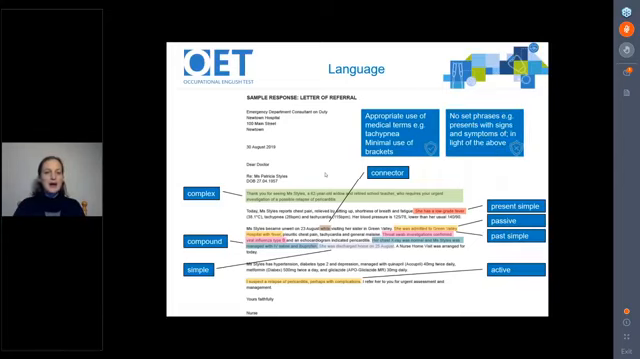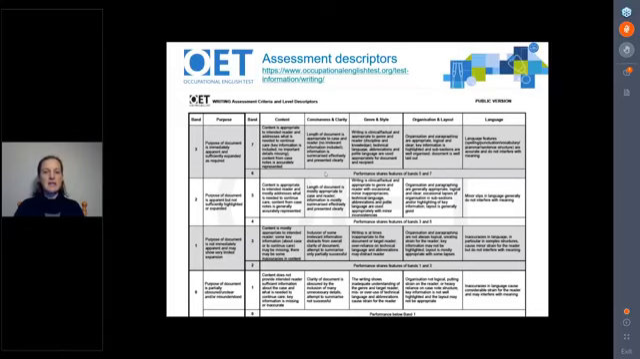When we think about how the sample answer has evidenced the criteria, it's really good to have a copy of the assessment descriptors in front of us. You can see on the slide that's coming up on your screens now at the top, there's a link to where you can find these assessment descriptors. And I strongly recommend that you download a copy of these descriptors from the page that I've linked on this slide and keep them somewhere.